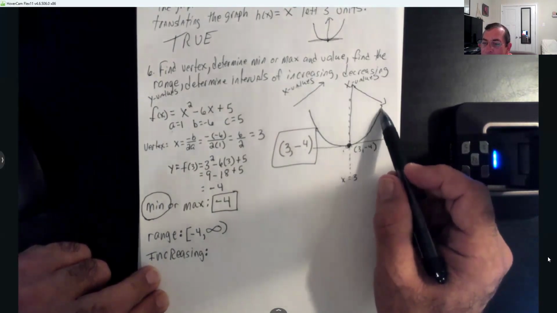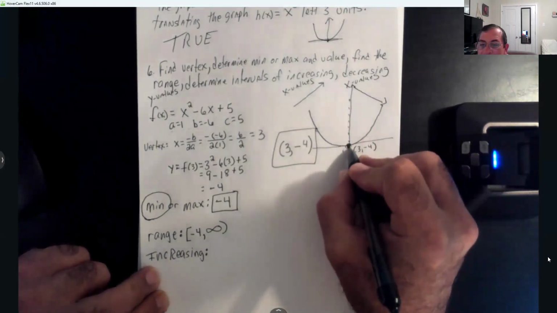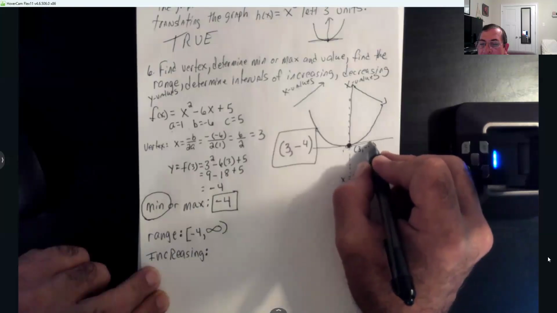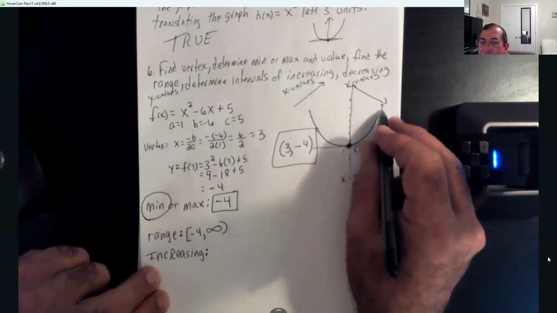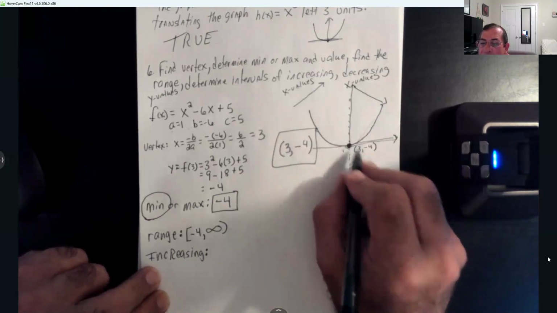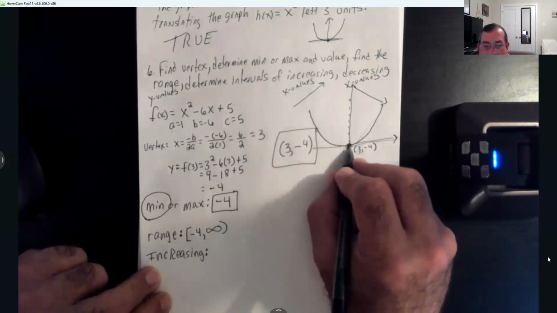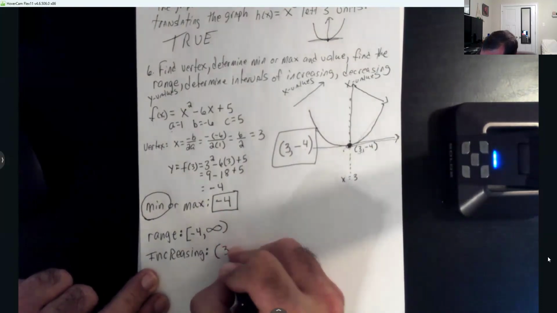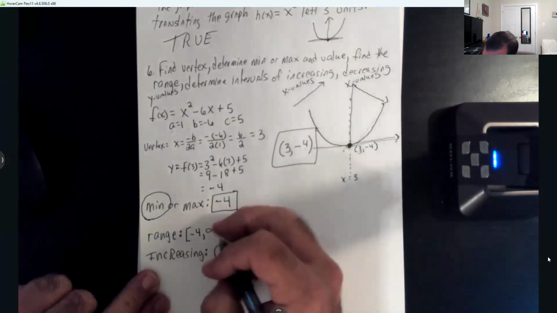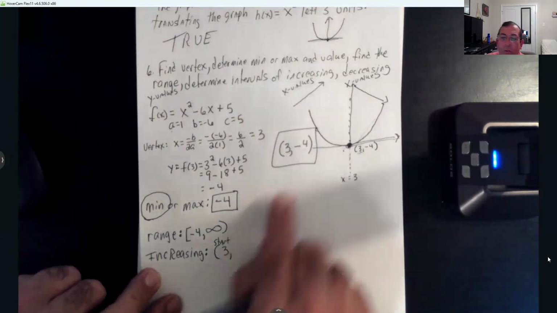But when I look for intervals of increasing, I'm looking at what x value did it start increasing at, and then what's that headed towards. So this graph starts increasing at that vertex, which has an x value of 3. So the increasing is going to start at 3. So let's say it starts here, starts at 3.